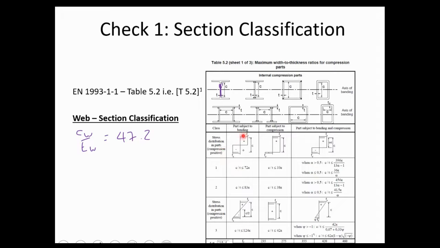So we're going to use this part here, subject to bending, and these are the limits. If it's a class one section, the unstiffened length of the web divided by the thickness of the web has to be less than or equal to 72 epsilon.